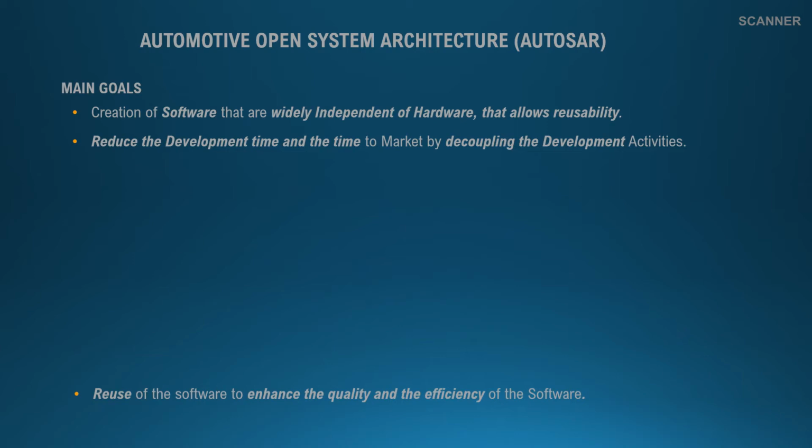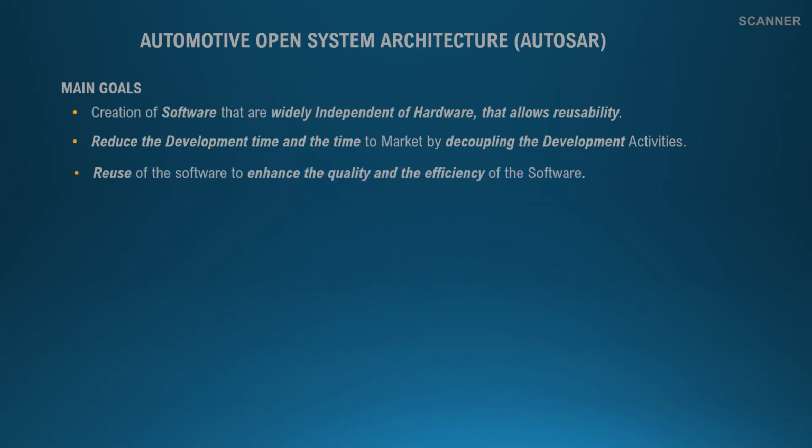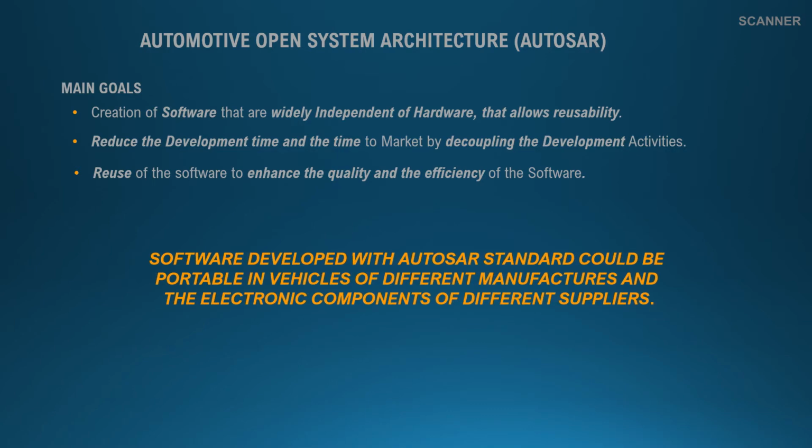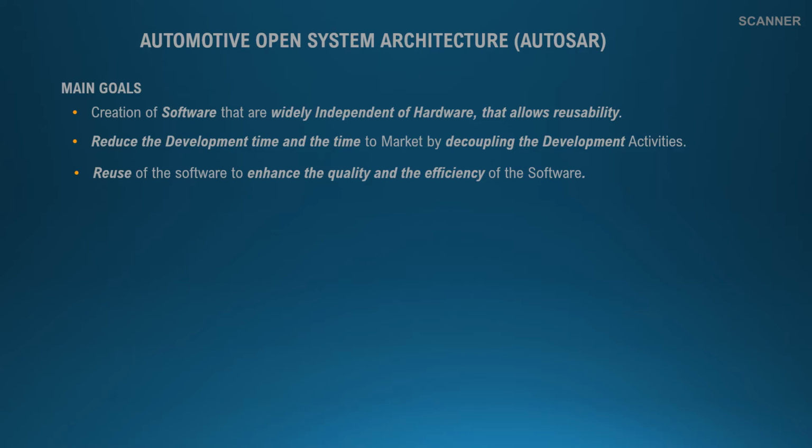The third goal of AUTOSAR architecture is to reduce the cost and improve the quality of software by reusing different software modules from already existing software. AUTOSAR provides a set of specifications that describes the structure of basic software modules and also defines the application interfaces between these basic software modules. In upcoming slides we will see what the basic software modules are. So when we develop an automotive software application based on AUTOSAR defined standards, that software can be portable across vehicles of different manufacturers and electronic components of different suppliers. This ultimately reduces the expenditure for research and development.